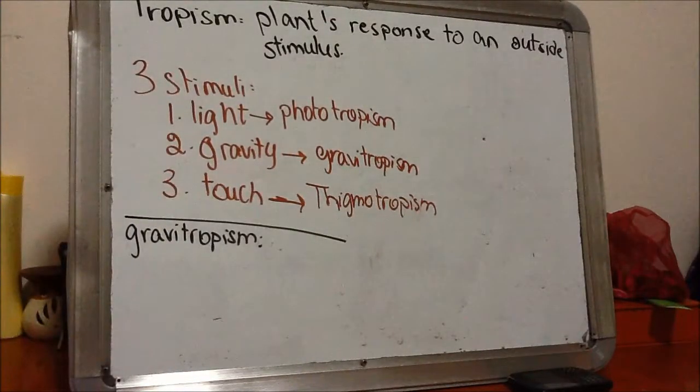Now, I'm just going to give you a quick meaning of each one, just verbally. Phototropism is a tropism due to light, so it's a response because of light. Gravitropism is a response due to gravity, because of gravity. Thigmotropism is response due to touch or because of touch.